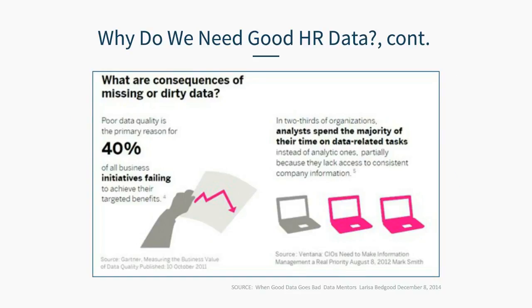As you can see here from this graphic, this is some information about what are the consequences of having missing or dirty data. And this came from a web blog. On the left-hand side, you can see that having poor data is the number one reason why 40% of all business initiatives fail. So this isn't specific to HR, this is organization-wide, but certainly HR plays a large role in this because our largest resources, for the most part, are our employee bases. So 40% of initiatives not reaching their targets is due to poor data quality.